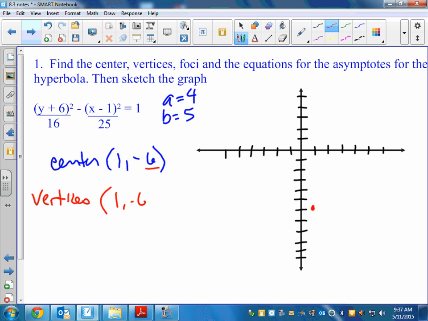So that's going to be -6 plus or minus 4. So -6 plus 4 would be -2. And -6 minus 4 would be -10. Agree with that? So up 4, 1, 2, 3, 4. That's a vertex. Down 1, 2, 3, 4.